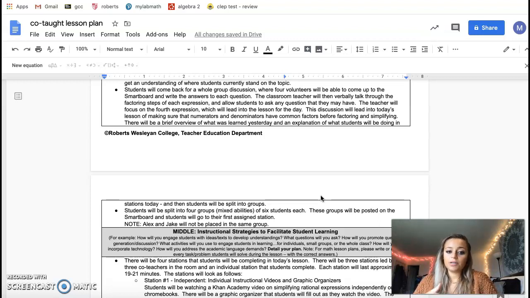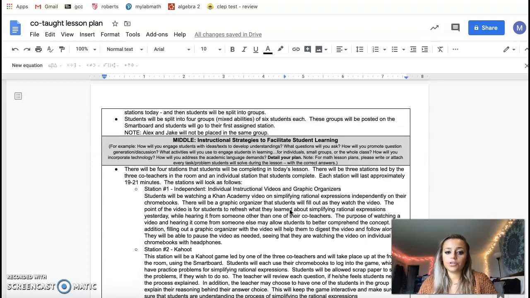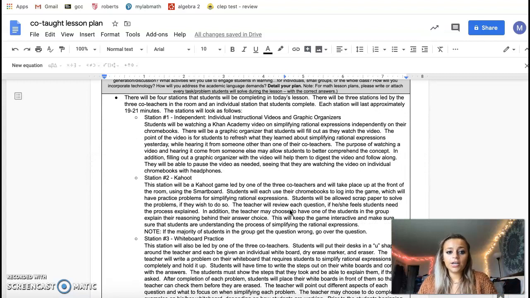And then students are going to be split into groups, which are going to be mixed abilities. They're going to be 4 groups of 6 students each, and they're going to be posted on the smart board. Students are just going to go to their first assigned station. So there's going to be 4 stations, and those will be for about 19 to 21 minutes each.